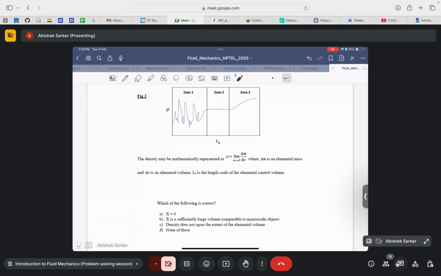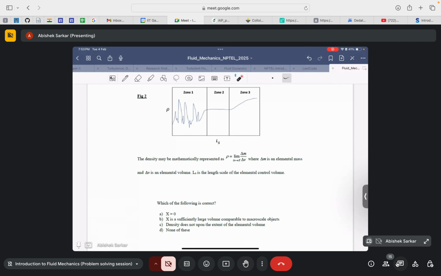Okay, it should be in the lower length scale, approaching the... actually, it should remain close to the mean free path of the fluid molecule. So this option is incorrect, this option is incorrect, and it indeed depends on the elemental volume, because this diagram itself shows how a choice of length scale within this range gives a correct value of density. So that's why this is also incorrect. So the correct option is D, none of this.